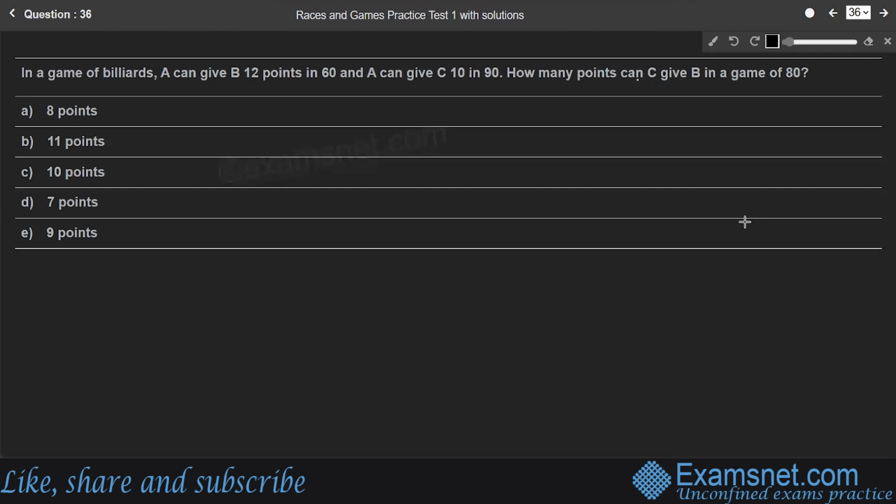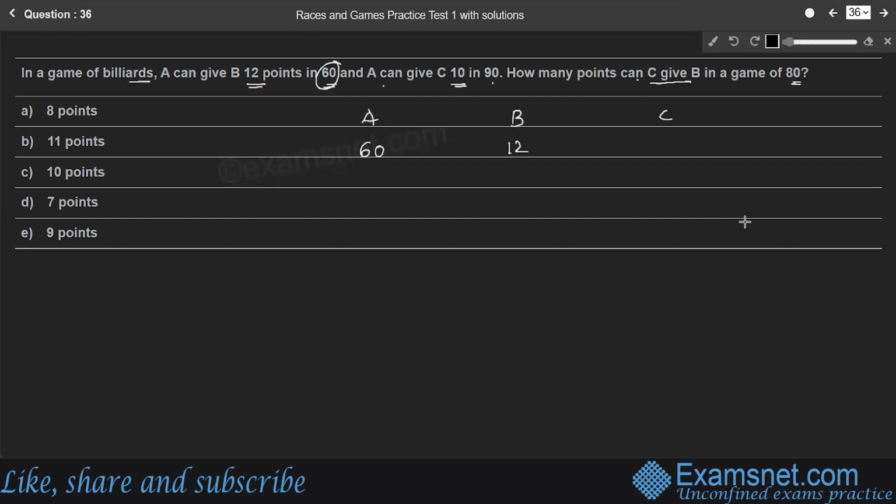Question 36. In a game of billiards, A can give B 12 points in a game of 60, right? A can give C 10 points in a game of 90. How many points can C give B in a game of 80? So students, let's make a table here. So in a game of 60, A can give B 12 points, right? So A can give 12 points to B.